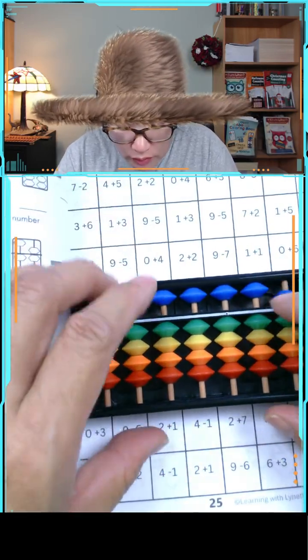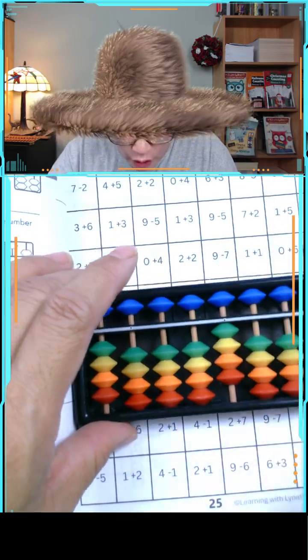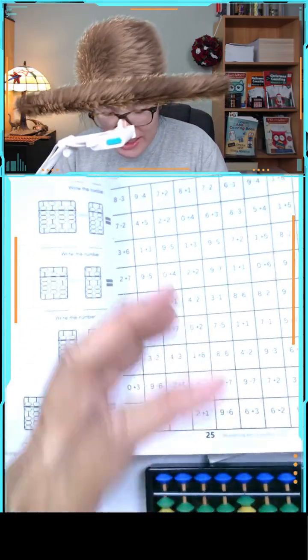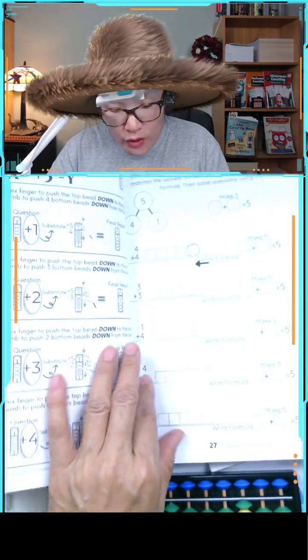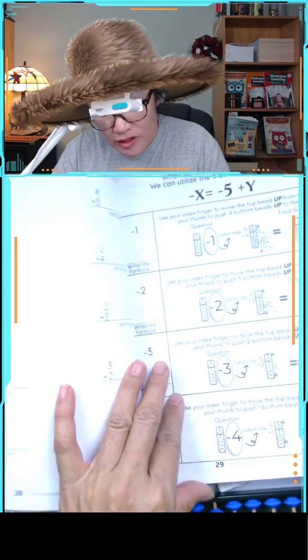2 plus 2. I want you to just see that. I know you could do it in your head, but the idea is to be able to move the beads and see the beads move. So we go through that, and then this is where we start talking about the plus 5. We talked a little bit about the plus 5.